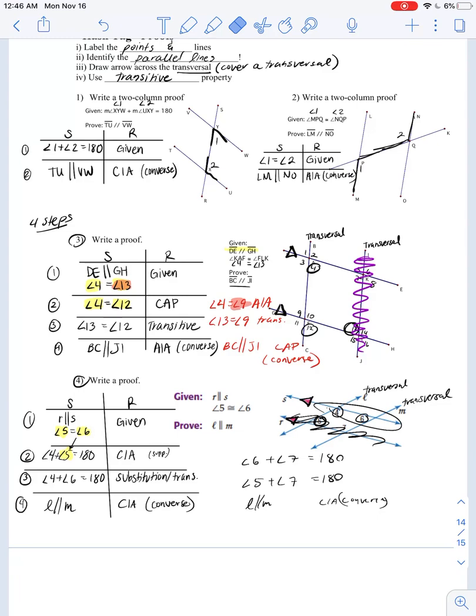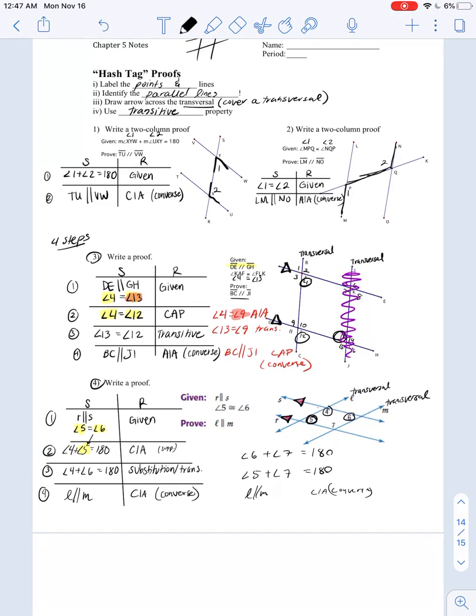Just make sure that you don't go this direction. If we went this way and said 4 equals 6, that would be incorrect because that would be assuming that L and M are parallel. We don't know that they're parallel. We just know that they are transversals. So hopefully that made sense.